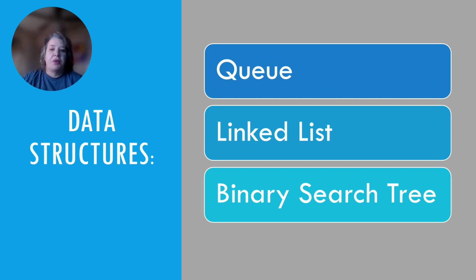Today I'll take you through three fundamental data structures: queues, linked lists, and binary search trees. These are fundamental concepts in computer science, each with unique use cases and implementations. I'll share examples using code I've written and explain how these structures work behind the scenes. Let's dive right in.